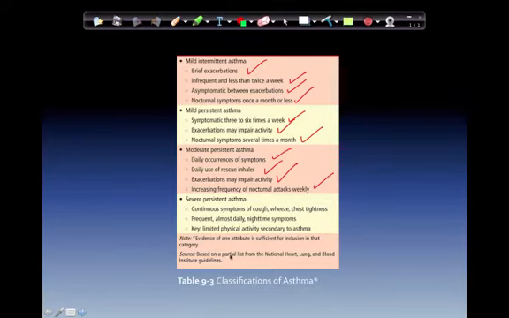And then this would be severe. So all of these is how the pulmonologists identify or classify asthma. Is it mild? Is it mildly intermittent? Is it mildly persistent? Is it moderately persistent? Or is it severe?